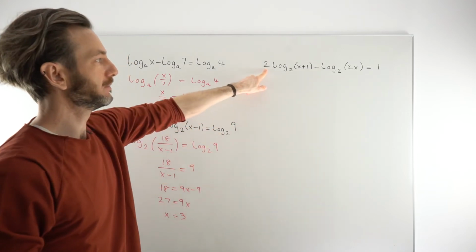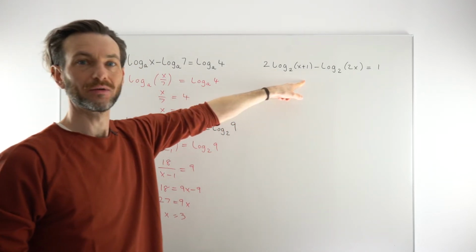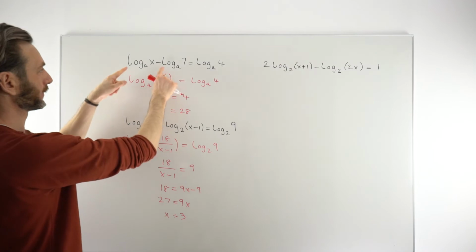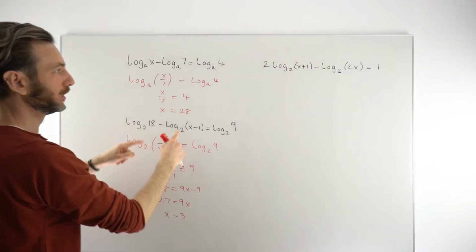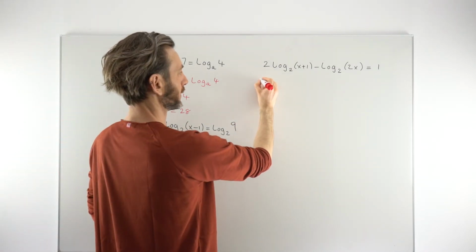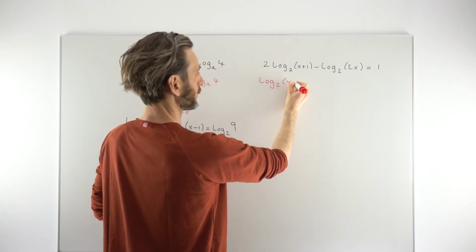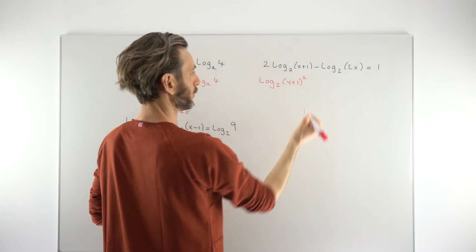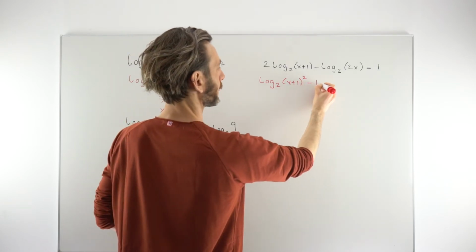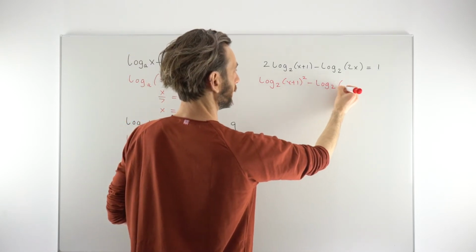Having that number in front means that we cannot combine these directly in the same way we made a combination of these two. But there's one of the rules for logs that tells us if you've got a number in front, you can bring that up onto the power. So that's going to become x plus 1 to the power of 2, x plus 1 squared. Everything else will stay the same.